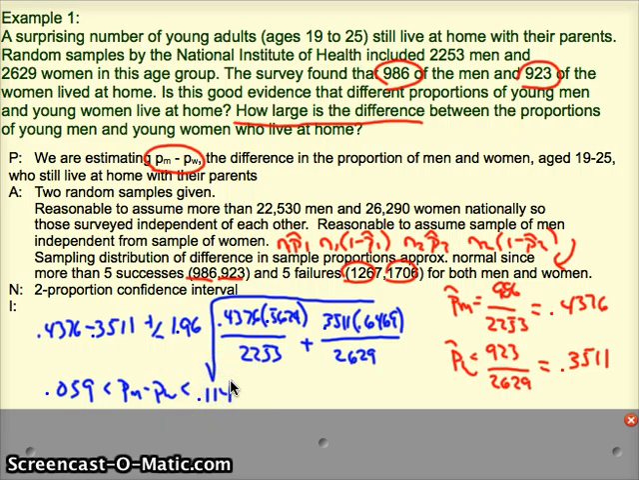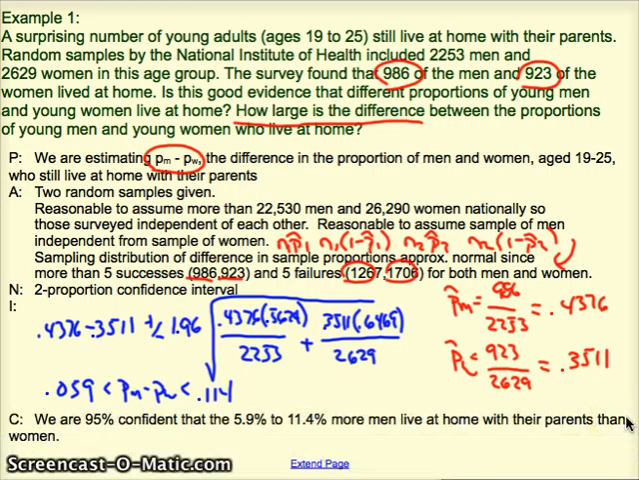Then your conclusion should make use of that interval we just came up with, and let's try and do it in a way that's more easily understandable. So let's say we're 95% confident that 5.9% to 11.4% more men live at home with their parents than women. How do I know it's more men? Because of the way I subtracted men minus women and the fact that both of these numbers are positive.